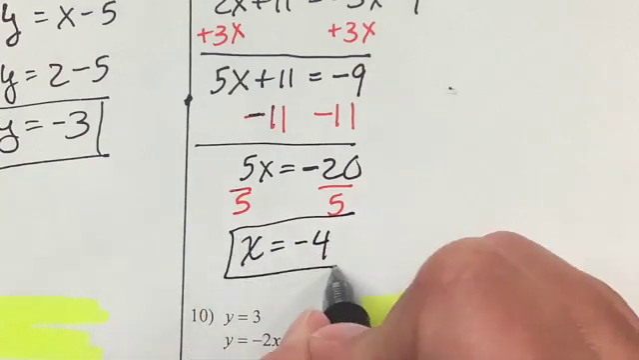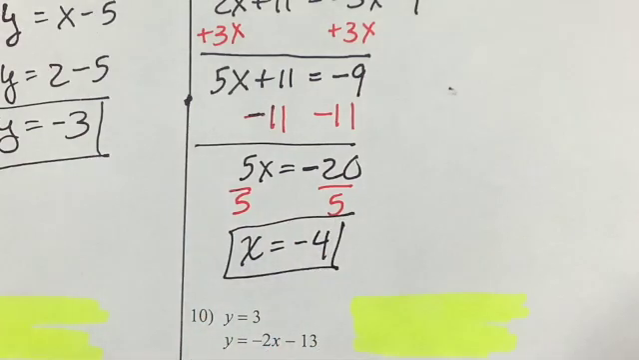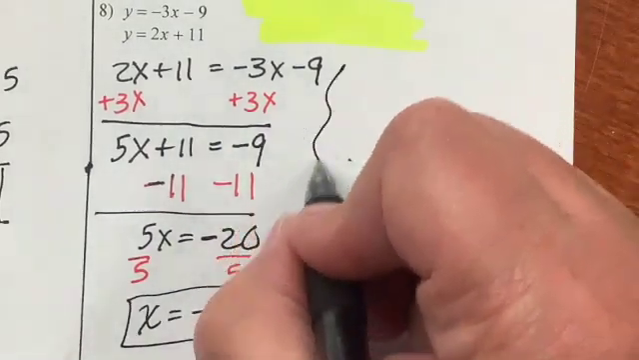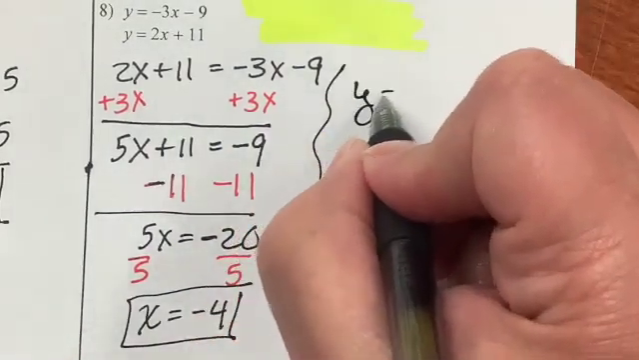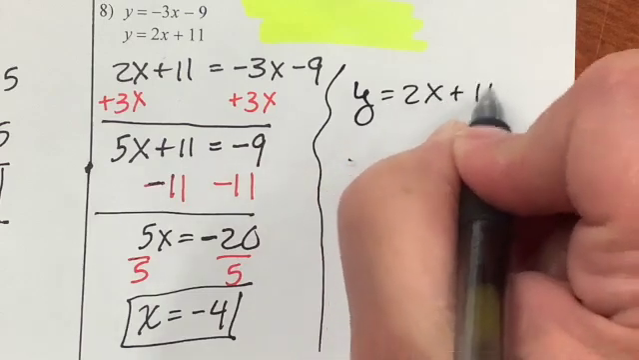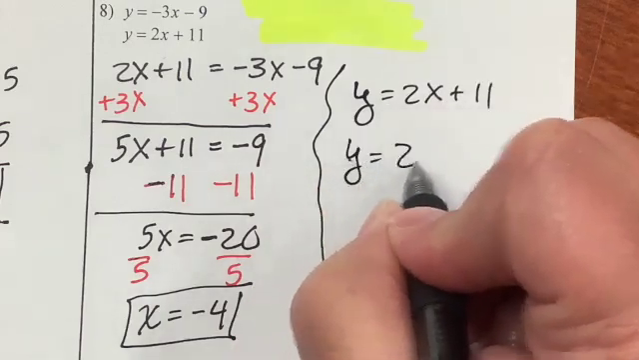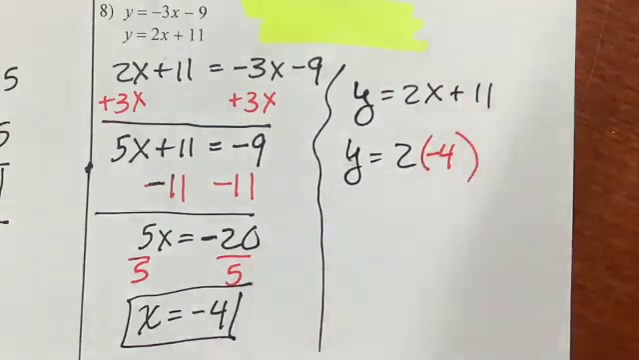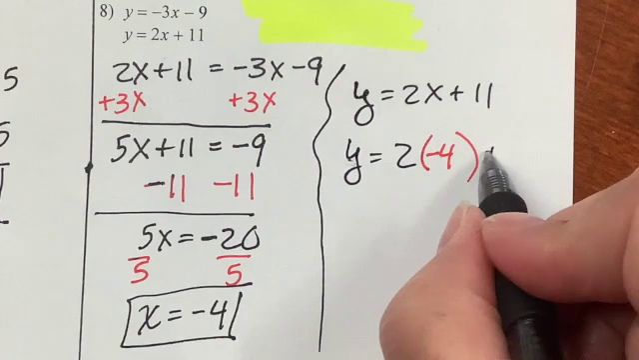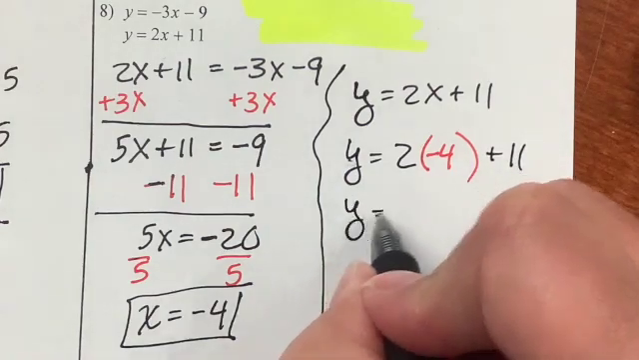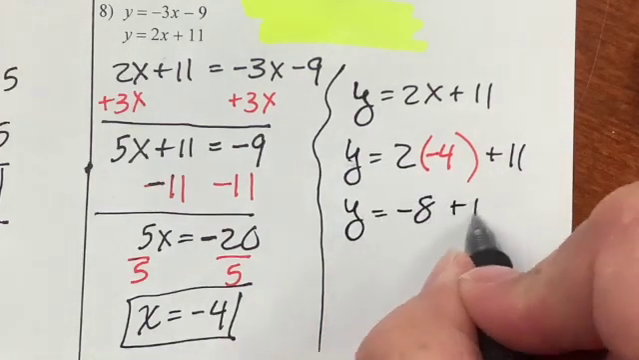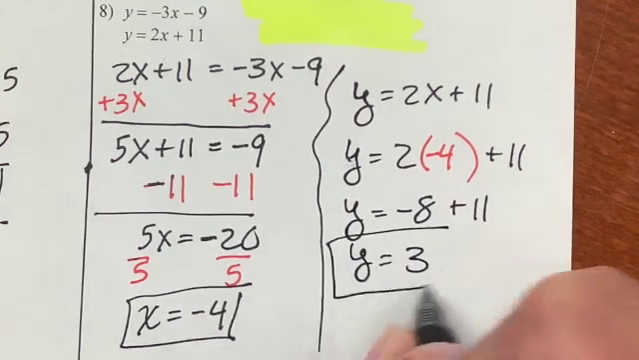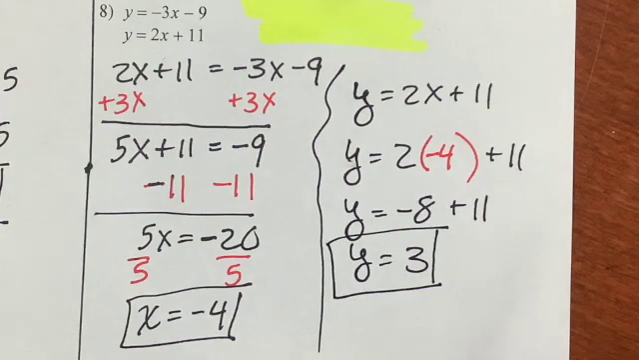Go back, pick one of the problems, and put the negative 4 in. So I'm going to pick the second problem. Y equals 2x plus 11. Y equals 2 times negative 4, don't lose your negative sign, plus 11. Y equals negative 8 plus 11. Y equals 3. Negative 8 plus 11 is 3.